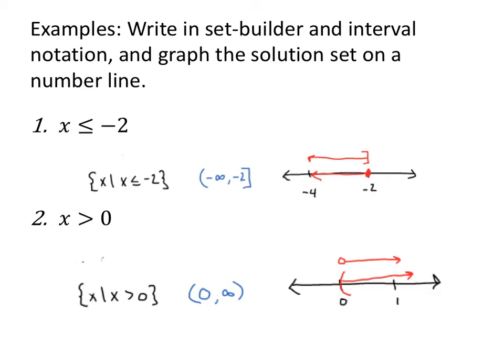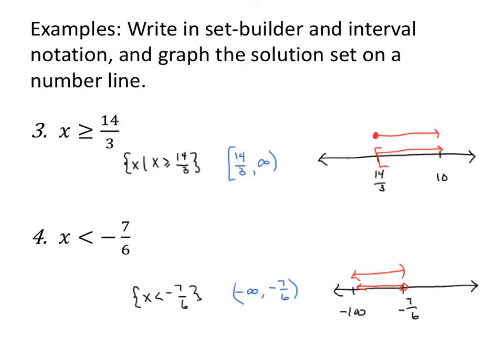For example number 2, x is greater than 0. That's the set of all x such that x is greater than 0, set builder notation. Greater than is going to go to the right, so that's from 0 to infinity. There's no equal sign, so we use parentheses. Infinity is a value we can never reach, so we always use parentheses around infinities. On a number line, 0, and it goes to the right because it's greater than. To the right for greater than, to the left for less than.